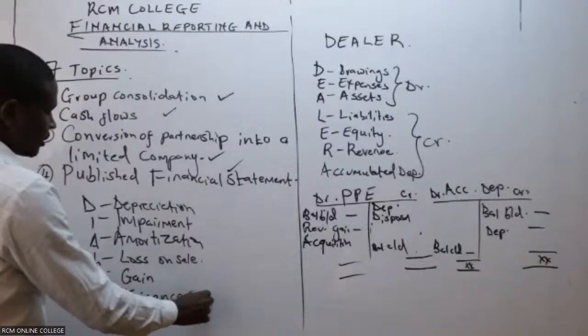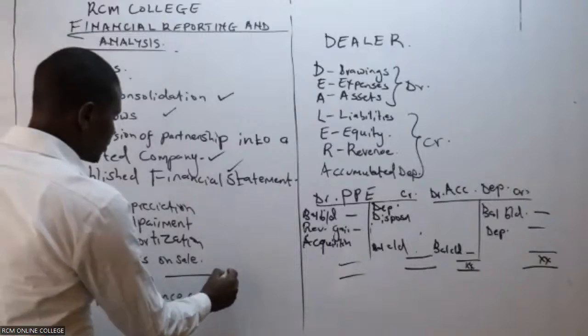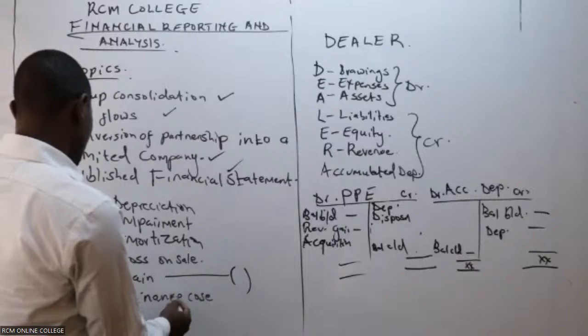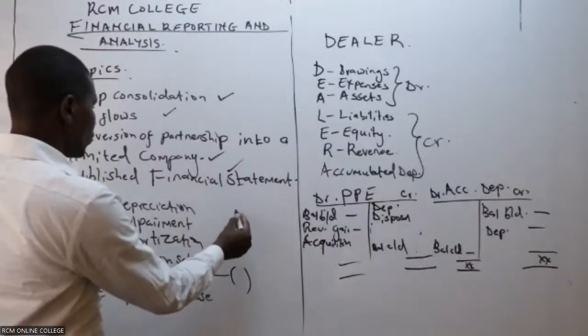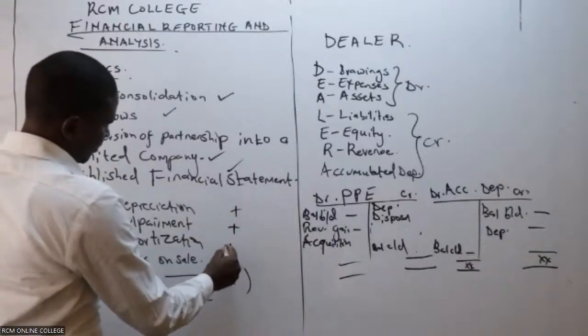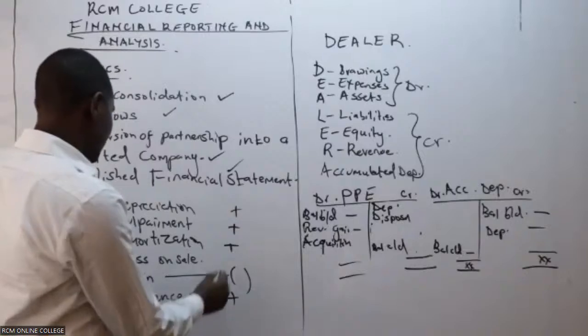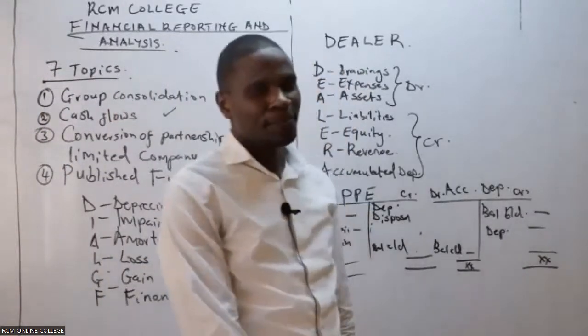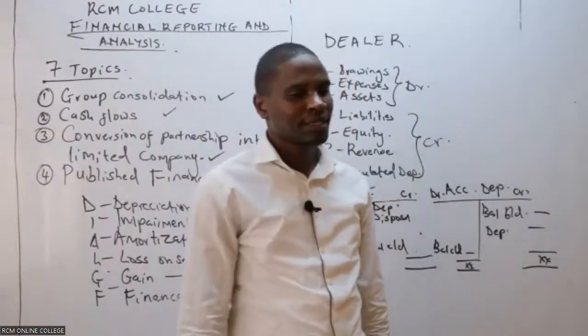So I can see here I have just one gain. So this gain will be subtracted. All these other things are normally added back, so they will be added like that. Even loss would be added like that. Jonathan, are we together?